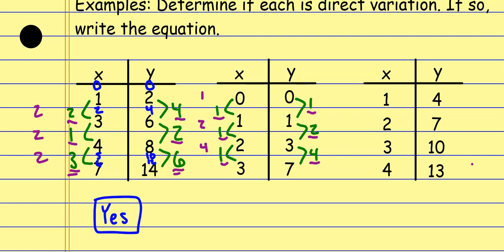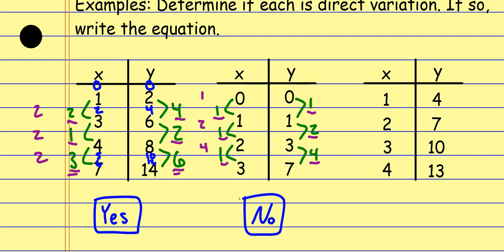So the question is, is it direct variation? Well, direct variation is a line that goes through the origin. So the question is, is this one a line? No. Does it go through the origin? Yes, but it's not a line, so it's not direct variation this time. It's got to be a line that goes through 0, 0.